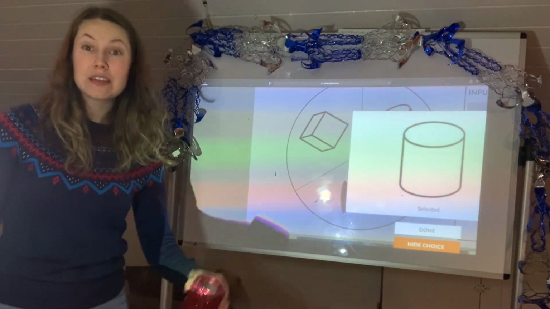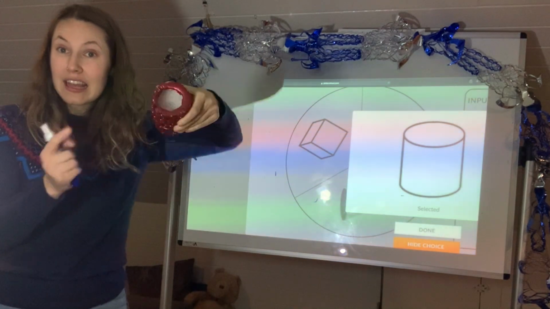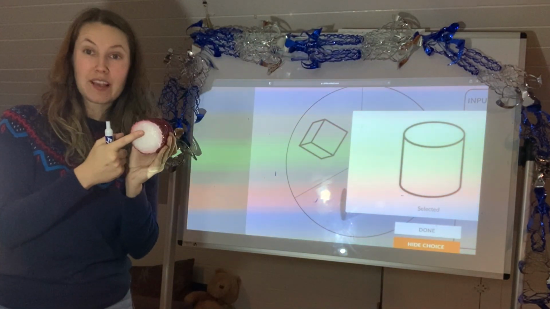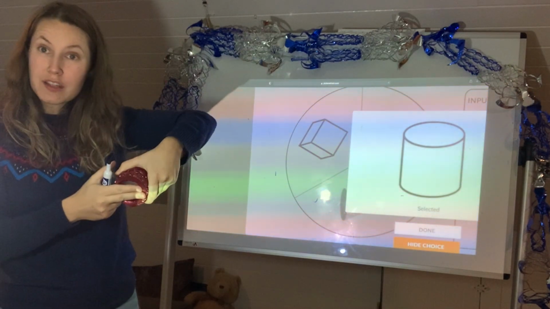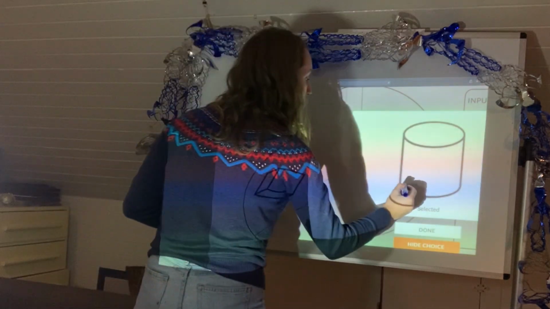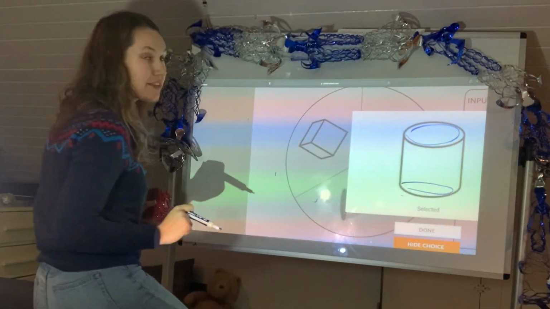A good example of a cylinder would be like a candle. It has a round body and 2 round circular flat faces on both sides. One on the bottom and one on the top. So we notice here on our cylinder, we've got this round flat face on the bottom, and a round flat face on the top.